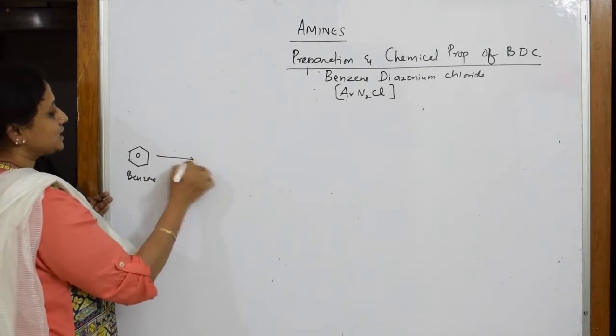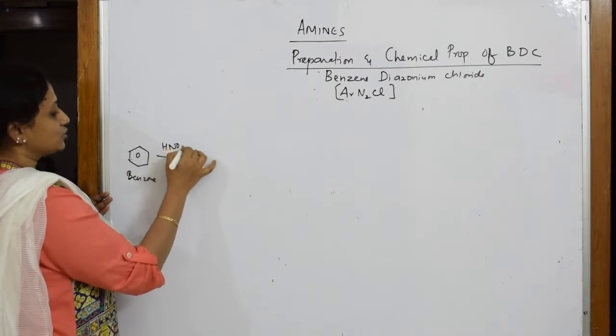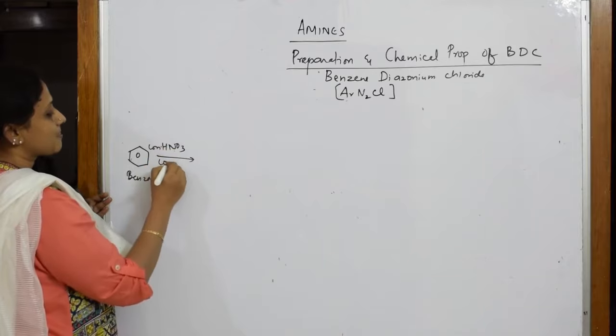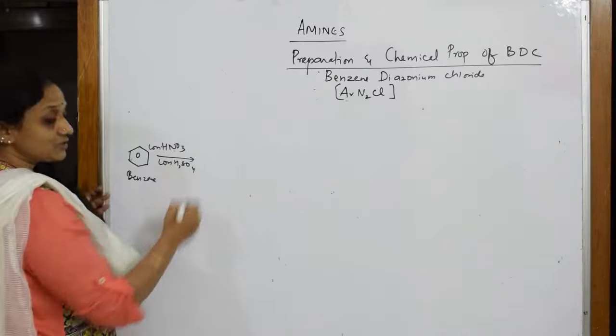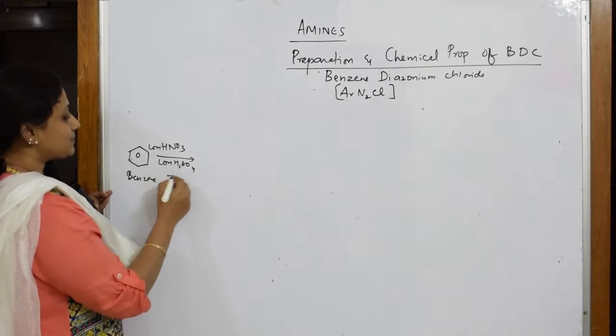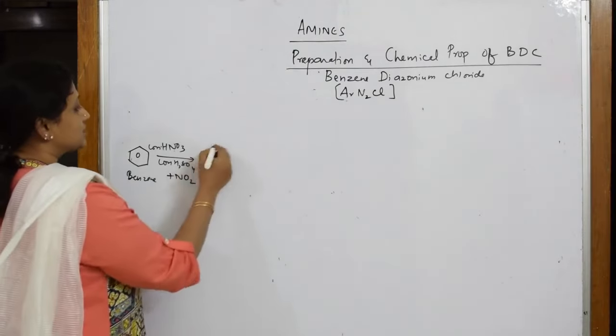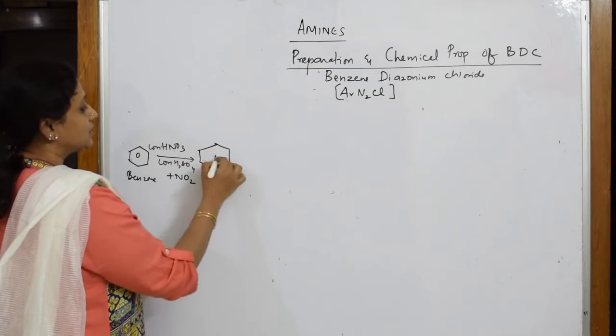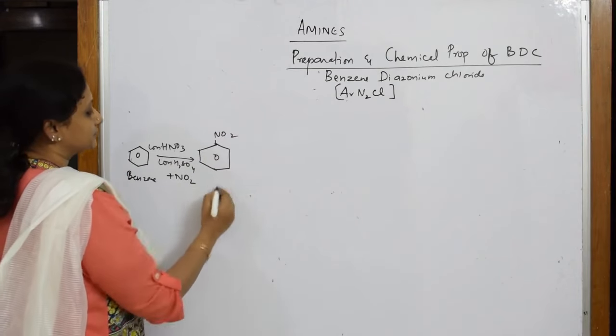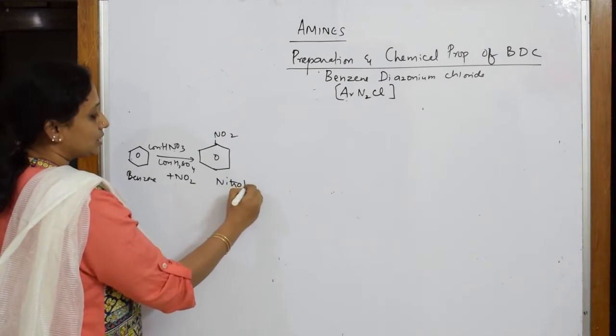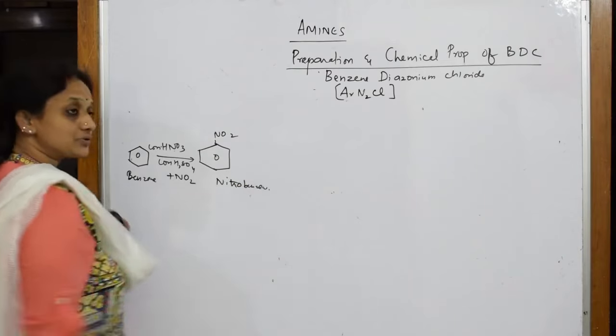To this benzene, I will try to use a nitrating mixture. Same, it's the simplest basic thing which you have studied. This is going to supply me the electrophile NO2 plus. So this will form nitrobenzene. Simple. Now this nitrobenzene, what am I going to do?